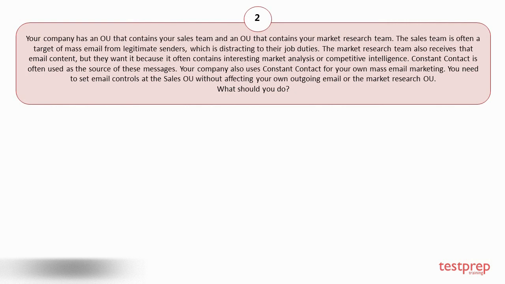Your company has an OU that contains your sales team and an OU that contains your market research team. The sales team is often a target of mass email from legitimate senders, which is distracting to their job duties. The market research team also receives that email content, but they want it because it often contains interesting market analysis or competitive intelligence. Constant Contact is often used as the source of these messages. Your company also uses Constant Contact for your own mass email marketing. You need to set email controls at the sales OU, without affecting your own outgoing email or the market research OU. What should you do?